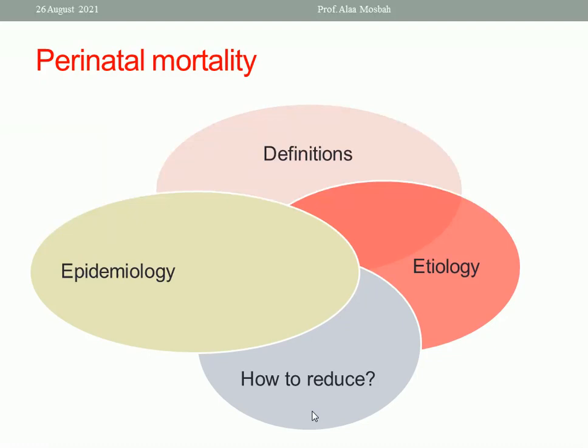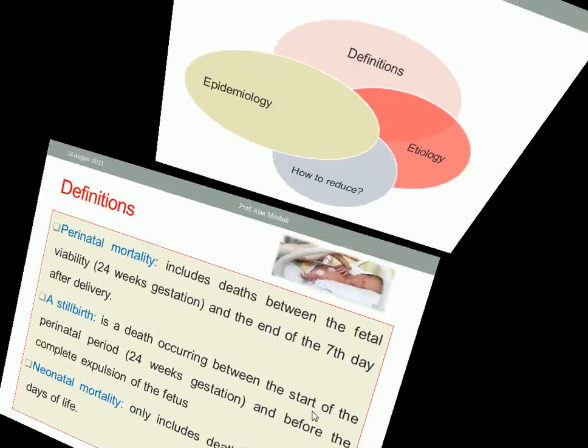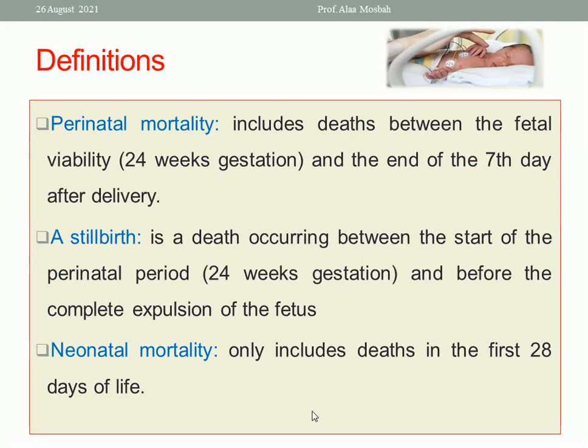Let us go to the perinatal mortality. We wanted to discuss the definition, epidemiology, etiology, and how to reduce it. Perinatal mortality includes death between the fetal viability, which is 24 weeks gestation in some countries, and 20 weeks in United States, 24 in UK, and 28 in Egypt, and the end of the 7th day after delivery. So, any mortality during pregnancy after 24 weeks or after delivery within the first 7 days is considered perinatal mortality.